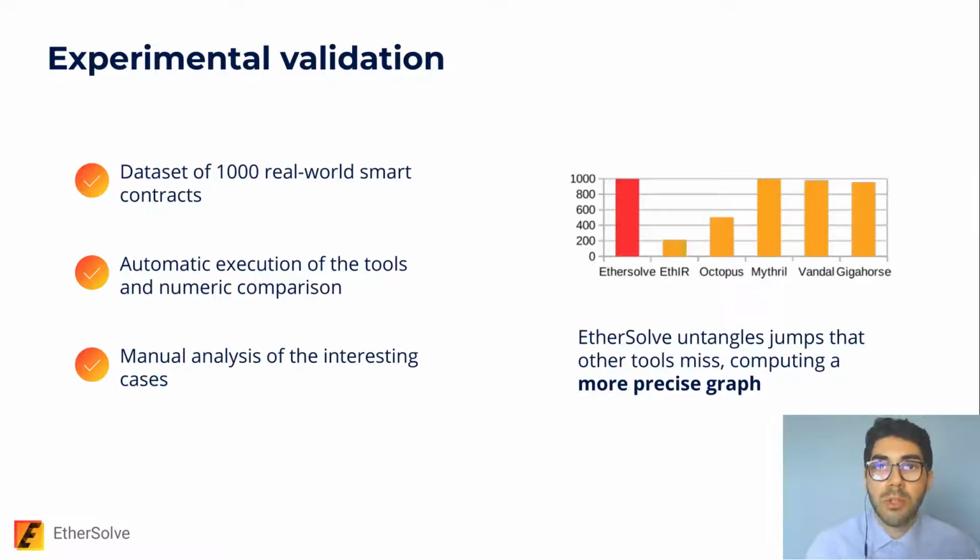The manual comparison showed that it is more precise than the others, being able to compute paths that the other tools cannot detect, but that correspond to real paths on the source code.